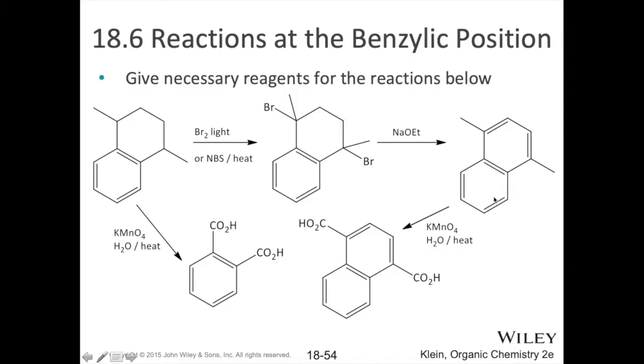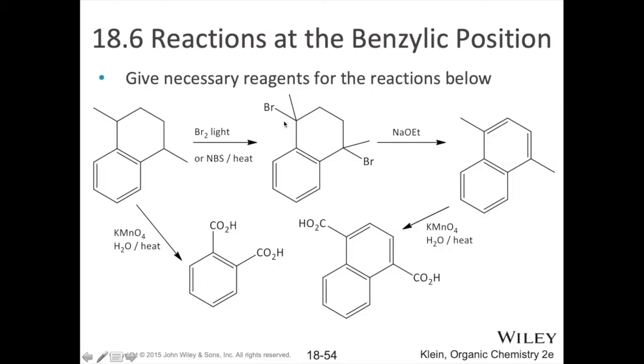And that's how we get this product. Now for the other two products, notice that the benzylic position has been converted into carboxylic acids. You just need a strong oxidizing agent to do that. Either use potassium permanganate and water, or you can use chromic acid in the form of sodium dichromate and sulfuric acid. And the same thing happens here.